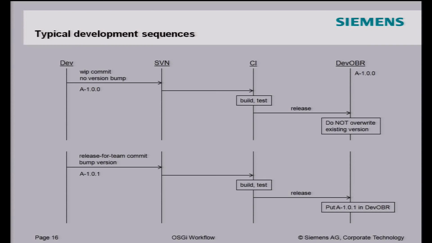But because we said we don't want to overwrite, I already have the version A 1.0.0, and I never want to override that, as we said. So this will build. It will give me the feedback whether the build is okay or not. It will run the tests. So this is basically why I checked in. But it will not deploy anything to the DevOBR. The others in the team will not see my changes yet.